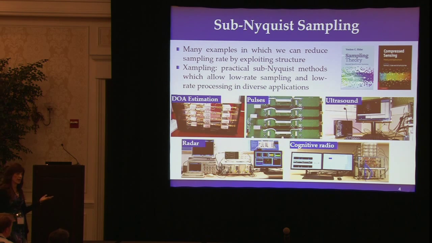There's also been a lot of activity in actually building hardware to achieve these low-rate samples. So not only theory, but actual hardware that goes with it. Particularly in our lab, we've been focusing on this quite a bit. What you see over here are some examples that we've developed in our lab for a variety of different applications. And of course, there are many other people who have been working on this as well. The goal here is to show that these ideas can actually be useful in practice to reduce sampling rate.